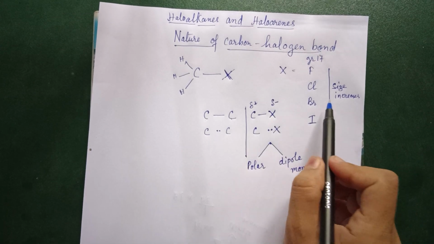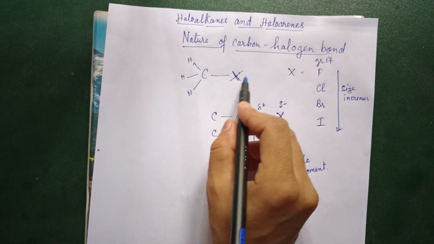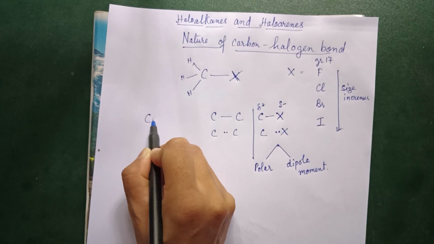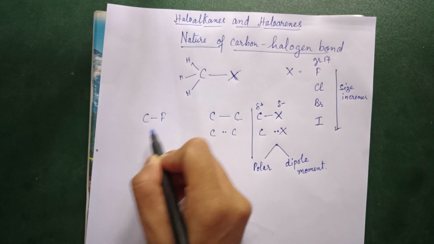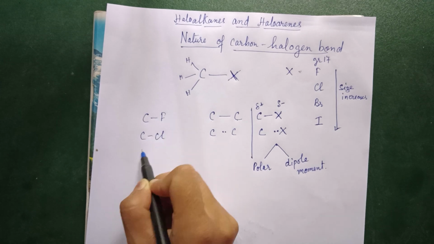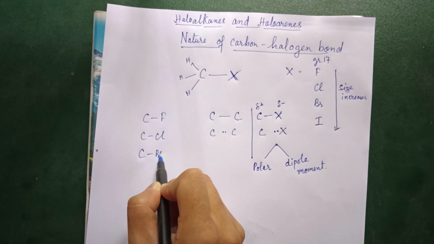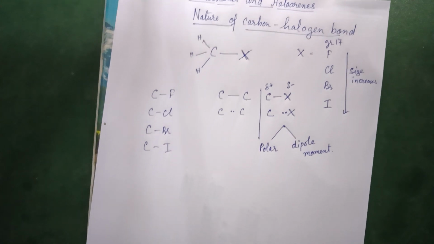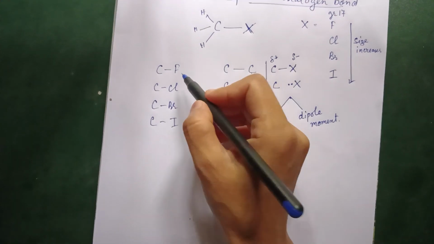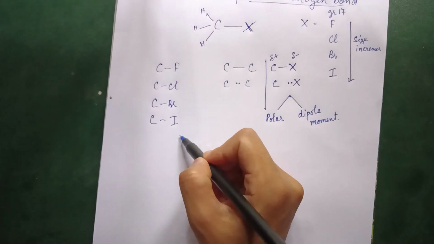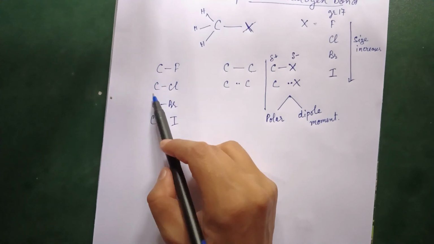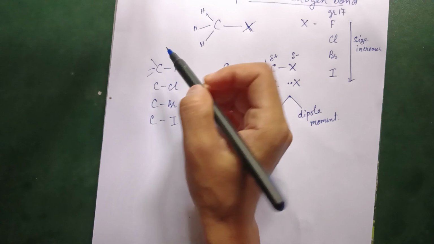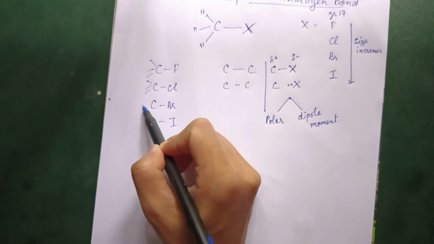Now let's talk about the carbon halogen bond. When I talk about halogens, it can be different halogens: fluorine, chlorine, or anything in group 17, up to the carbon iodine bond. As we go down the group, atomic size increases. Let us fix the carbon part.